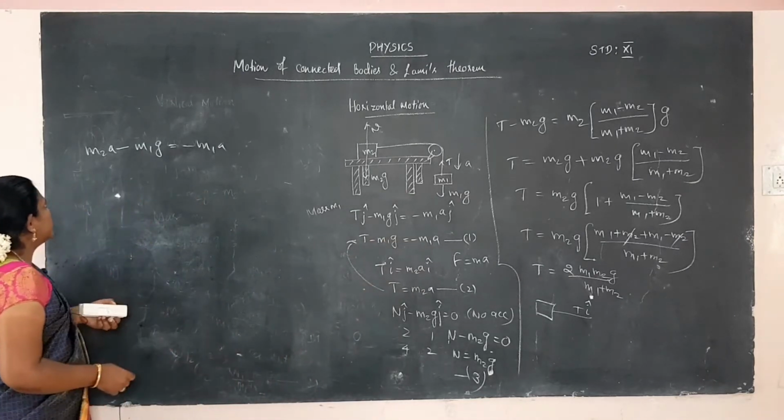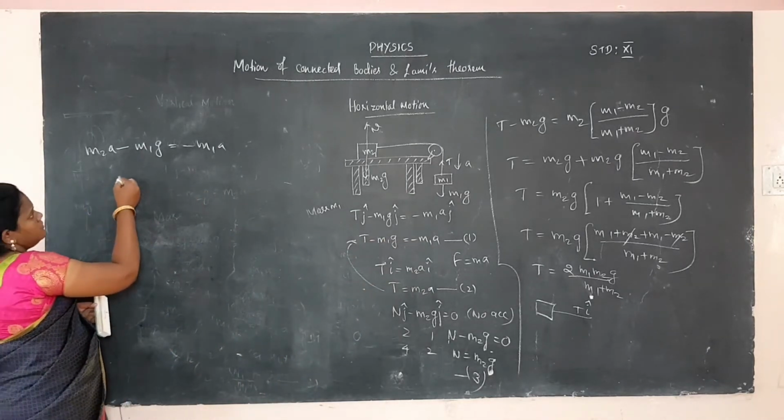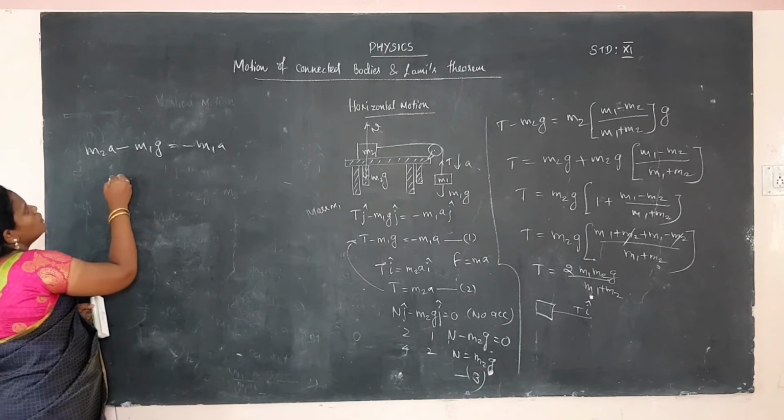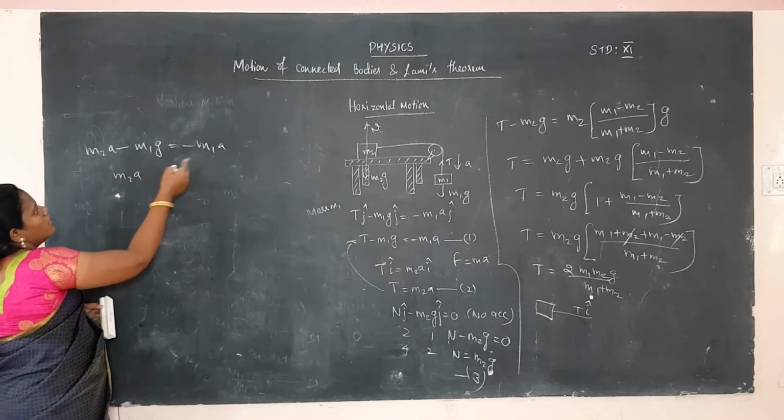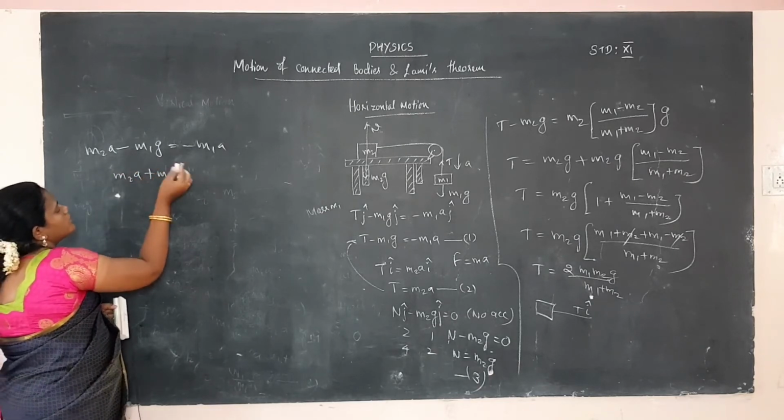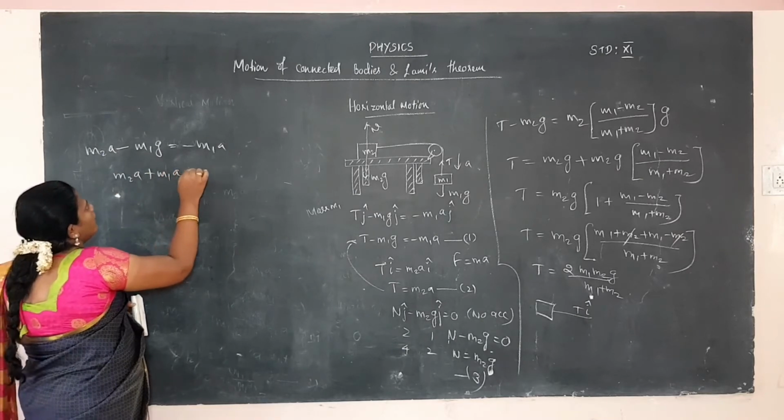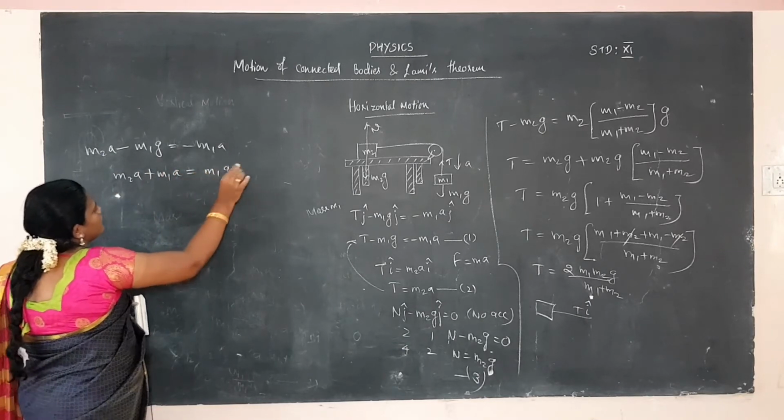Clear that? We want a. So m2a and m1a will come to this side. So m1a is equal to m1g. Clear that?